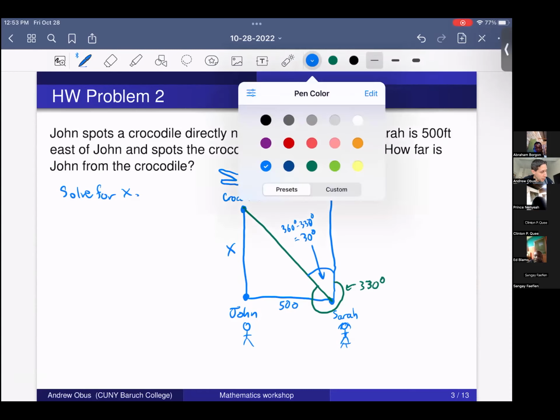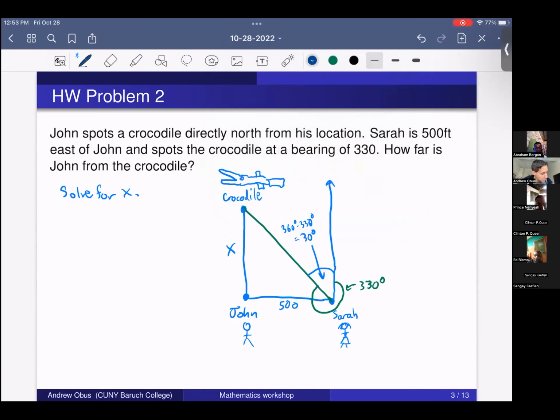And so now let me use another color. Let's use purple. If that's 30 degrees, then what's this angle? This purple angle right here. So what should this angle be? The angle you just found is how much? So this angle is 30 degrees. So how much is this purple angle going to be?